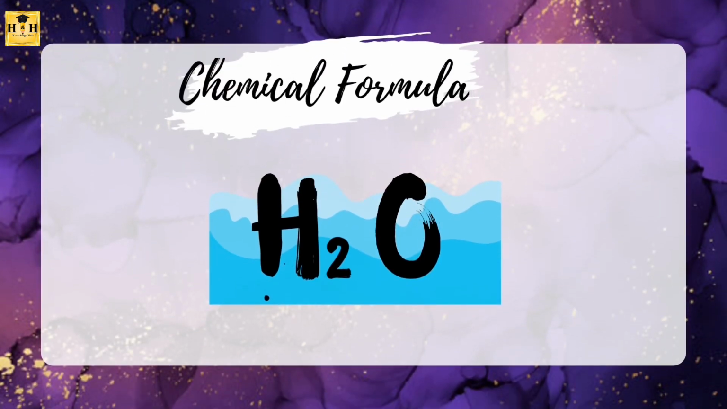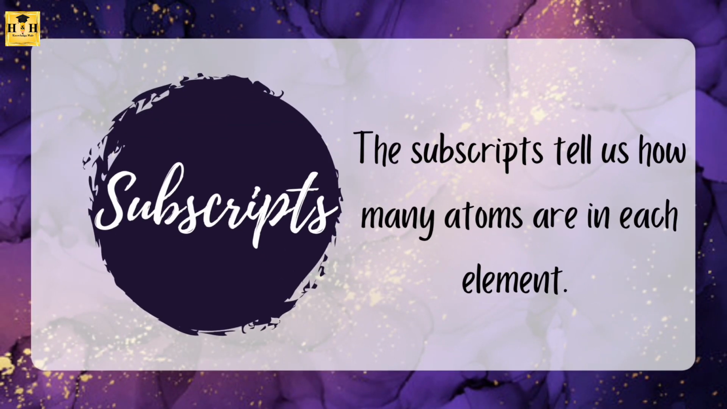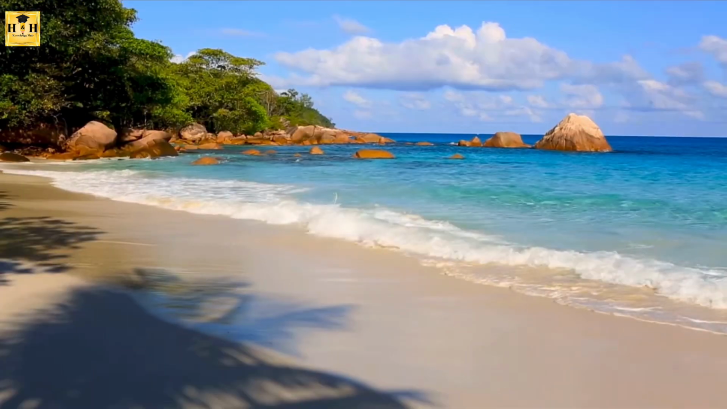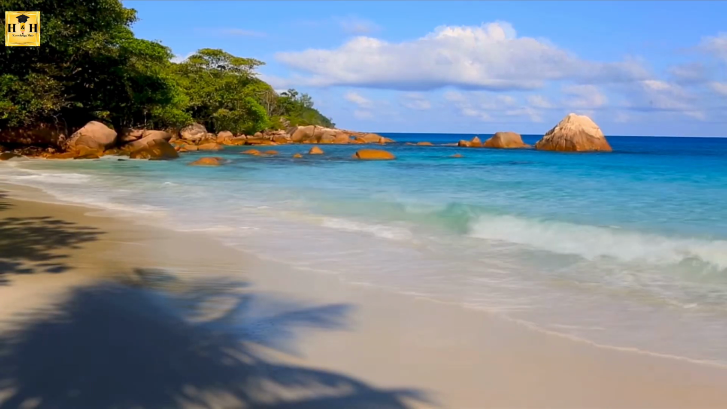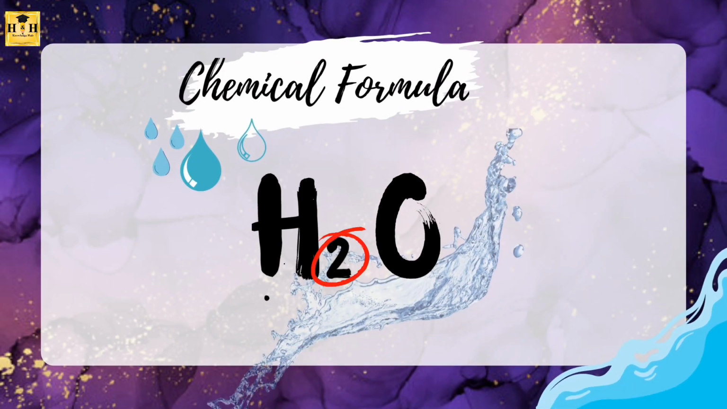The numbers written below and to the right of the chemical symbols are called subscripts. Subscripts tell you how many of each type of atom are in the molecule. For example, the chemical formula for water is H2O. The subscript 2 tells you that there are 2 atoms of hydrogen in each water molecule. There is no subscript on O, so each molecule of water contains only 1 oxygen atom.